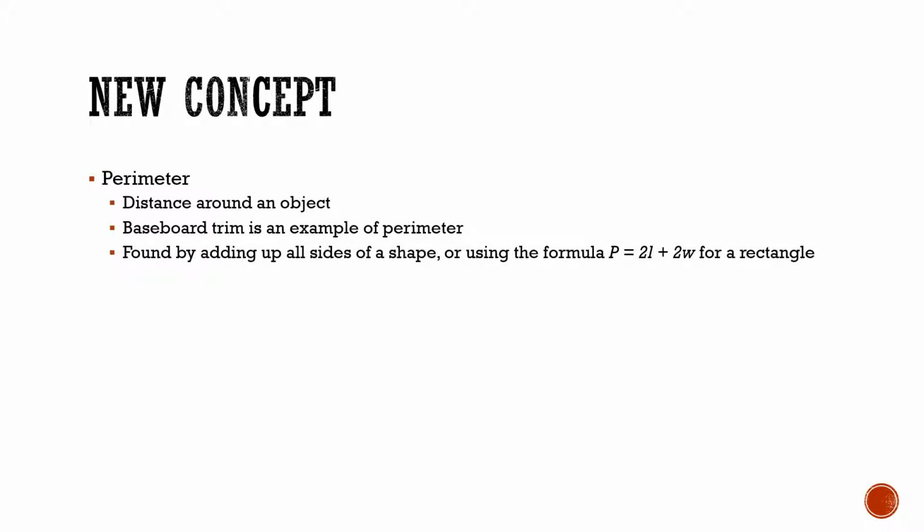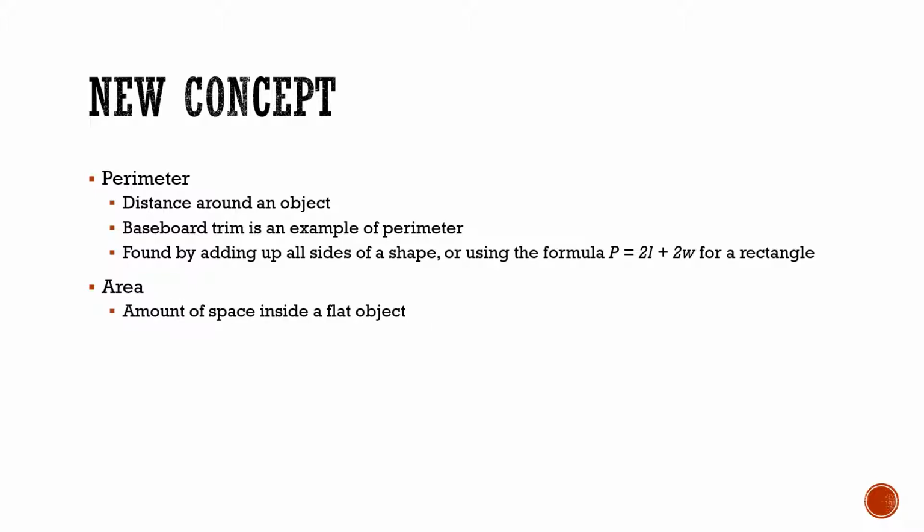So to find that, you add up all the sides of a shape. If you're talking about a rectangle, instead of adding up all the sides, you can use the formula P for perimeter equals 2 times the length plus 2 times the width. And we can do that because both lengths on the rectangle are the same number, and both widths on a rectangle are the same number. So that just saves you a little time with adding.